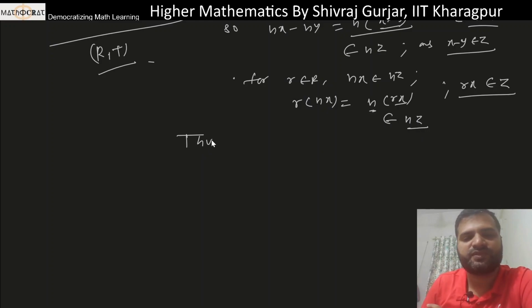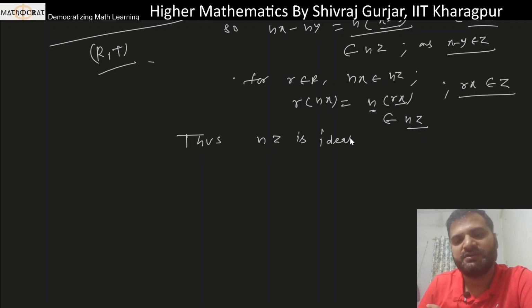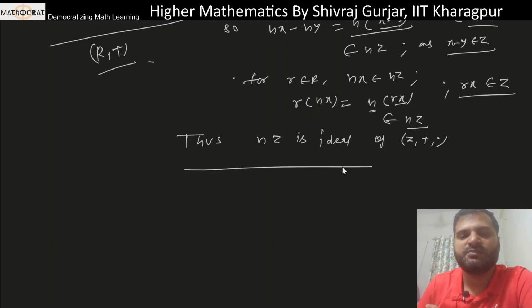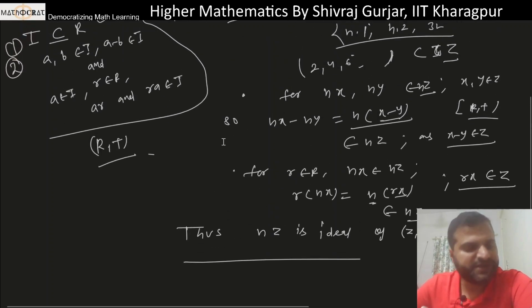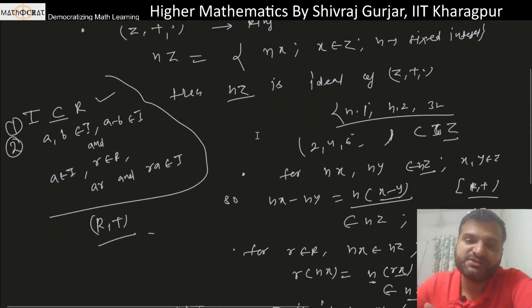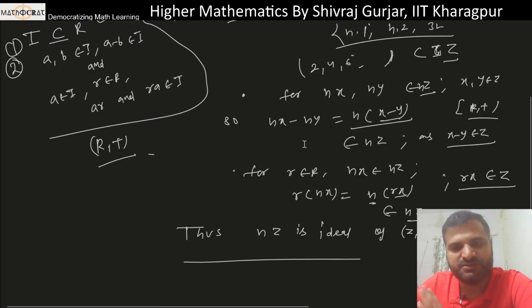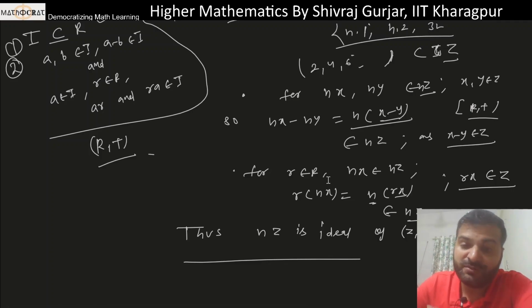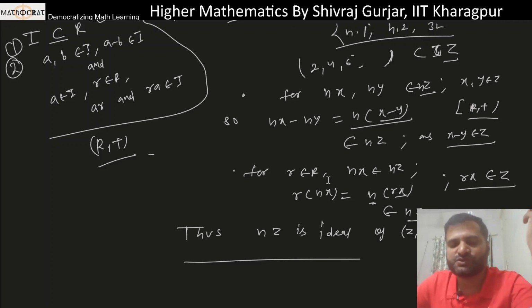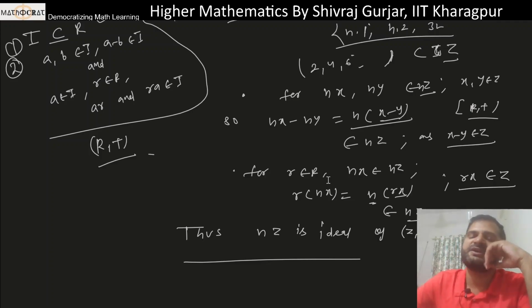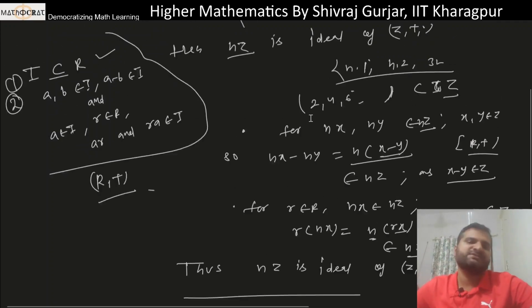Thus nZ is an ideal of Z, plus, dot. Okay, we only had to check these conditions: it should be a subset and also non-empty. In fact, we can say that 0 belongs to nZ. So it is non-empty, a subset of the ring, and then these two properties: for a, b belonging to I, a minus b belongs to I, and for r belonging to capital R and any a belonging to I, ar and ra should be in I as well. So then these are the ideals.